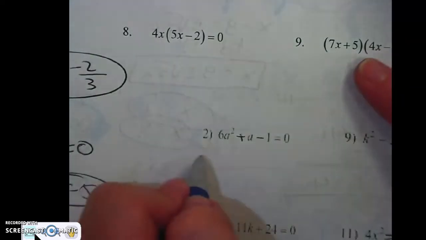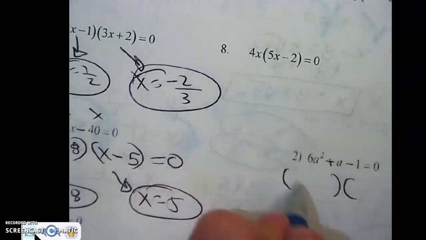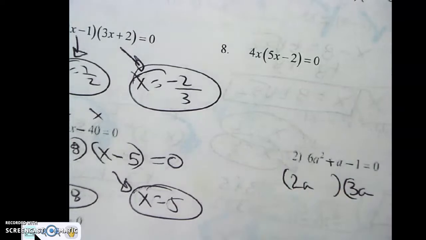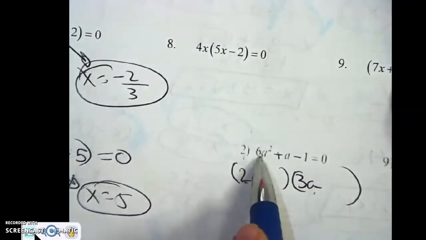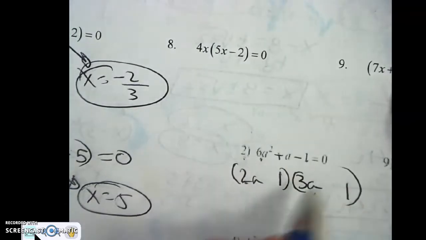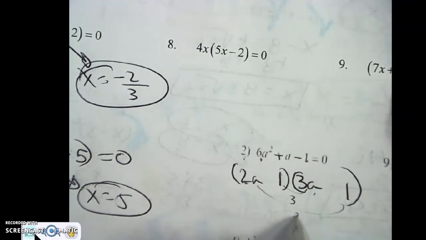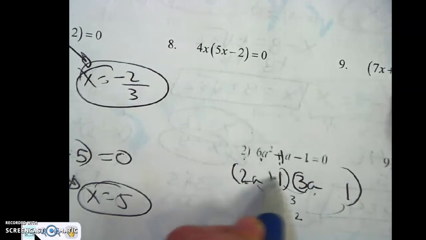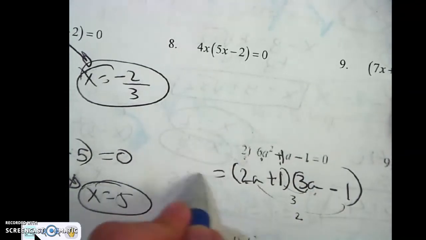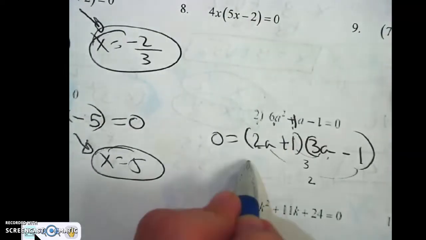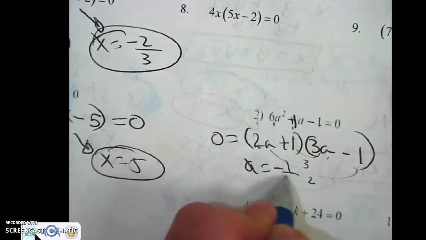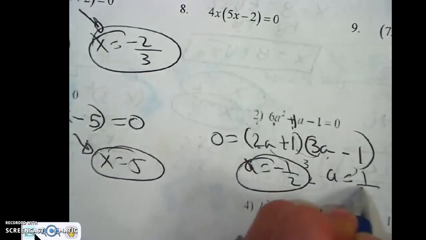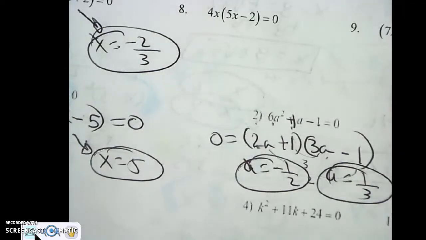Okay. Let's try the next one. This time instead of an X, they have an A. That's okay. So I'm going to try 2A and 3A, because 2 times 3 gives me 6, and the only way to get 1 is 1 and 1. This will be 3, and that'll be 2. I need this to be a positive 1, so this needs to be positive. That's negative. Now I set it equal to 0 and solve. A equals negative 1/2. A equals 1/3.